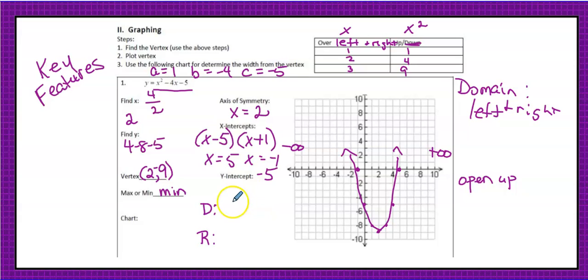And I'm going to give you a little hint too. The domain of a parabola is always the same. You can either write it as -infinity to +infinity, or there's another way you can write it. You can write all real numbers, which is what that means. Okay, the range. So the range is the up and down movement.